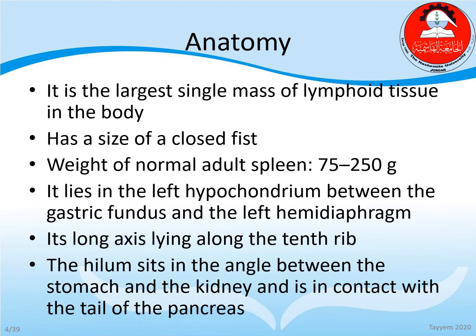Just a quick review of the anatomy. It is the largest single mass of lymphoid tissue in the body. It has the size of a closed fist. It weighs about 75 to 250 grams.